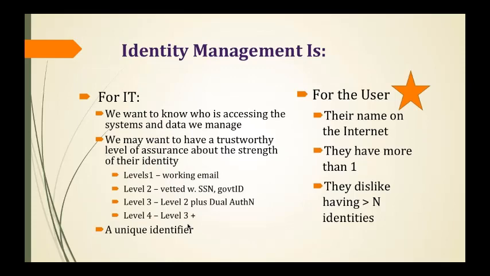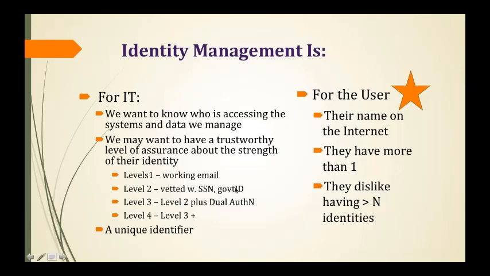From IT's perspective, we want to know who's accessing the systems and data that we manage. We may want to have a trustworthy level of assurance about the strength of their identity. And that's typically, this is using the US government's description of levels of assurance. Level 1 is you have a working email address, and a lot of public work with the government as well as social media work with this level of user identity.